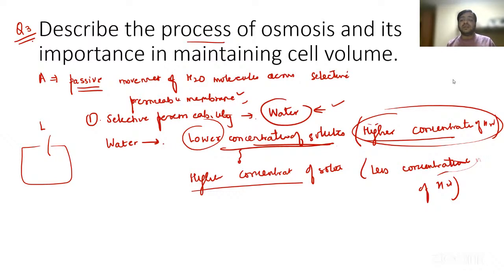Now, this movement basically tends to stabilize the solute concentrations on both sides, right? The typical random movement of the water. And apart from that, remember the osmotic pressure. In biochemistry, osmotic pressure is the extra pressure that is applied to stop the process of osmosis.